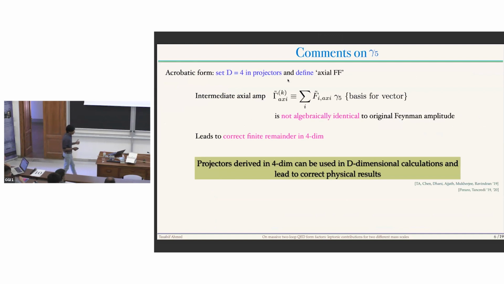And therefore, when you have some axial quantity, what you can do is look at the independent structures in 4 dimensions. You set D equal to 4, you calculate the entire scattering amplitude, whatever you want to calculate, and then you look at only the finite remainder. And this is an observational fact: in this paper, we have seen it in an explicit example, and Tiziano and Lorenzo have also discussed in this paper that if you derive this projector in 4 dimensions, it can really be used in D-dimensional calculations, and still lead to the correct physical result of the finite remainder, which is what we are mostly interested in. So this is just a side comment if we want to calculate this quantity using non-anti-commuting gamma 5.